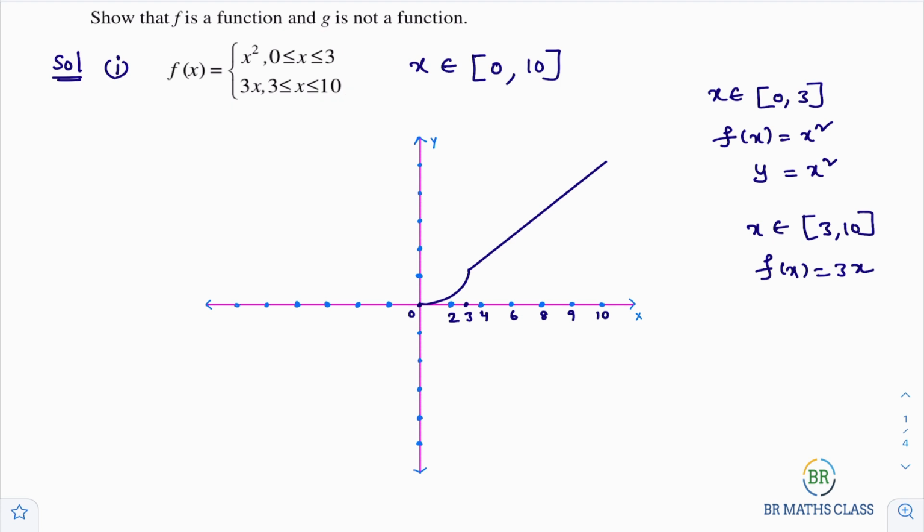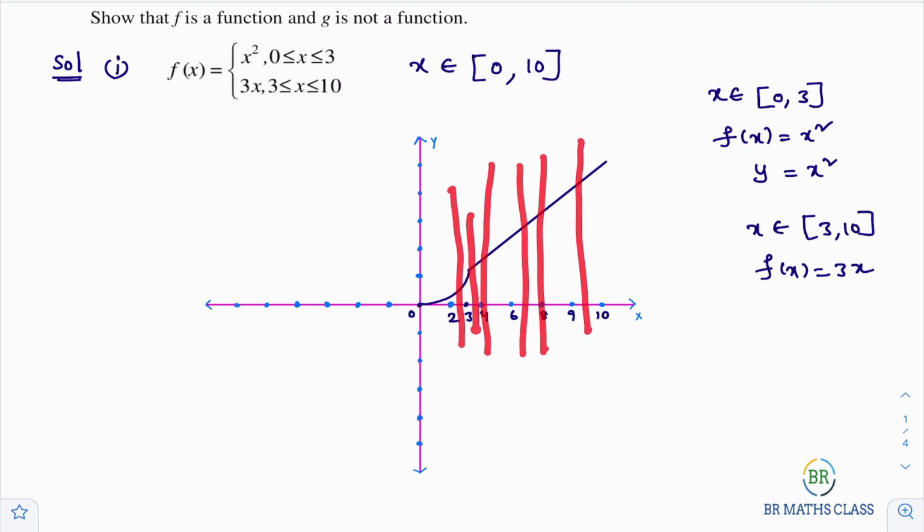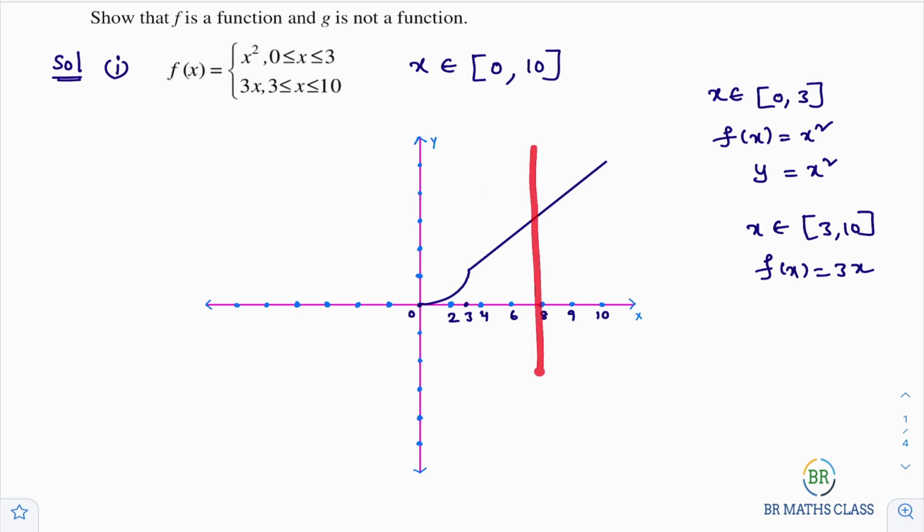Now what you need to observe is whether for every element in the first set there exists only one element in the second set or not. So here I'll go with the vertical line test. If I draw a vertical line, you observe, this line cuts the graph at only one point. If it cuts the graph at only one point, then we say that it is a function.